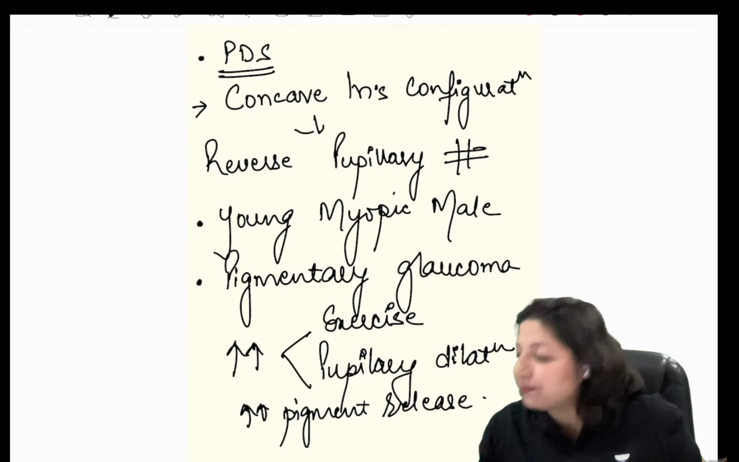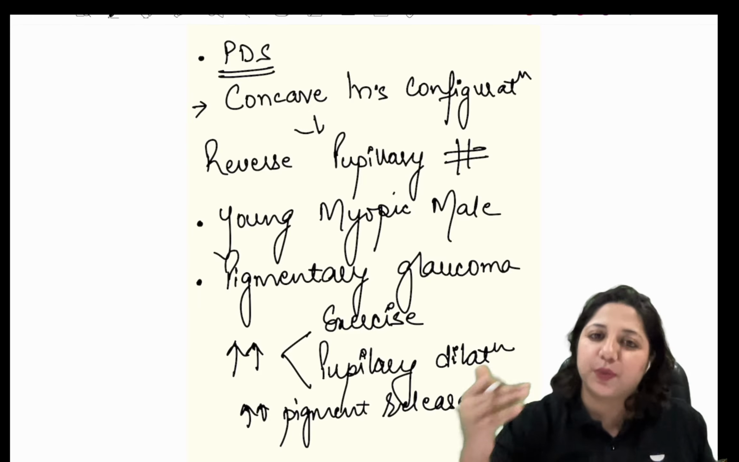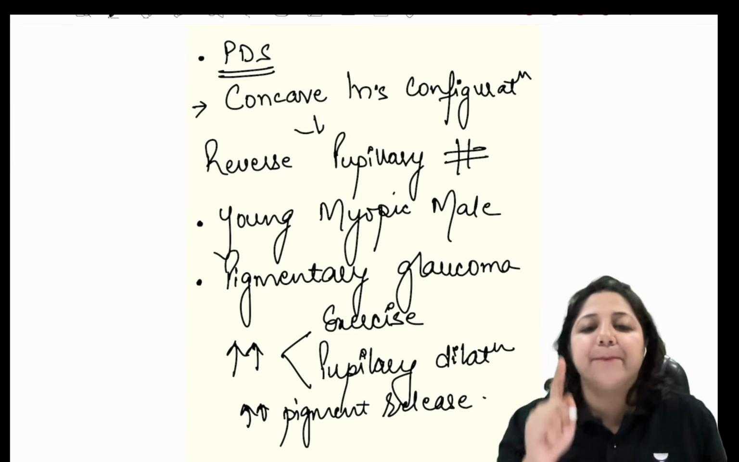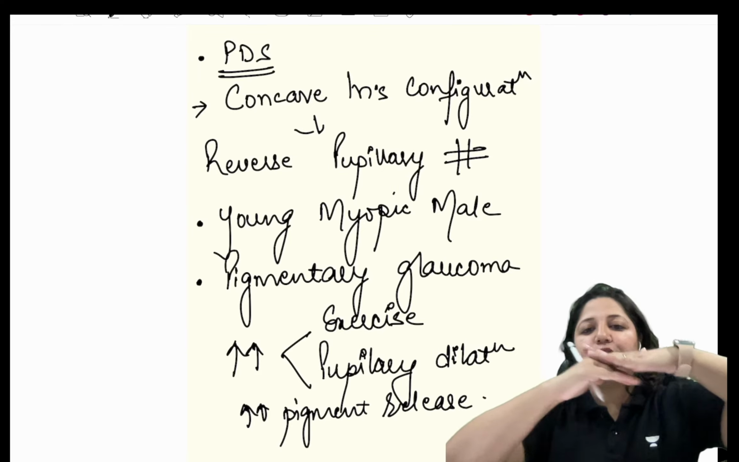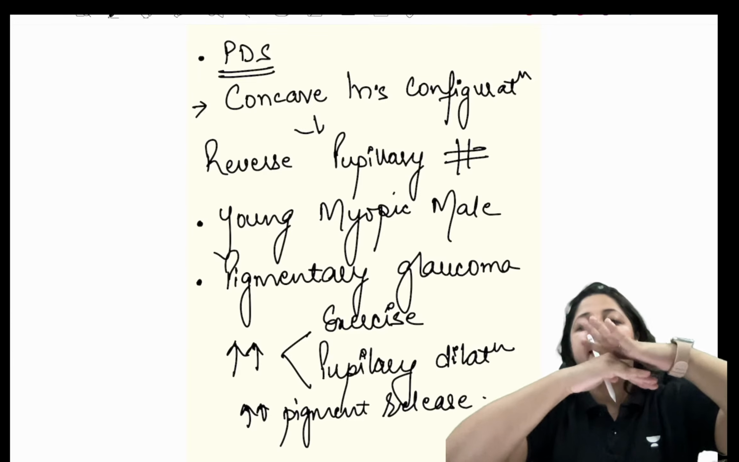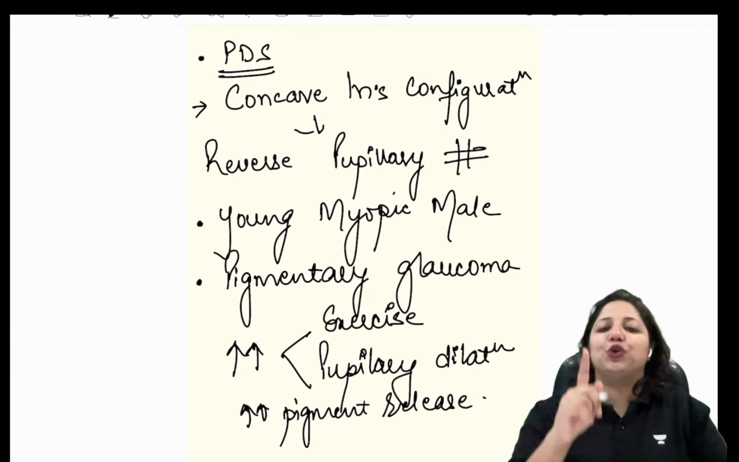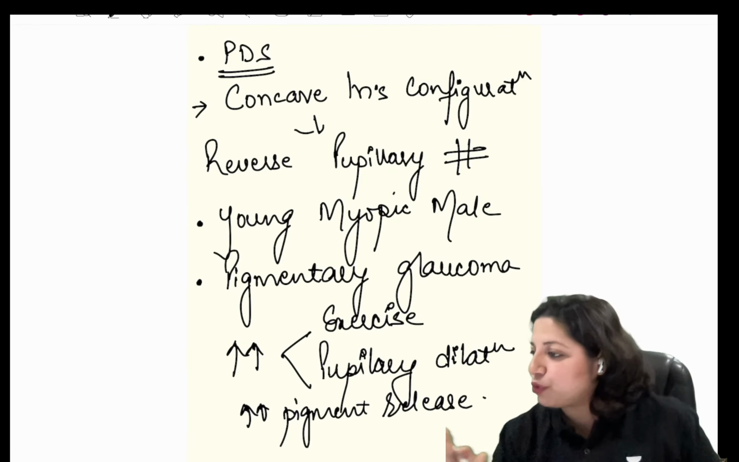So now you won't forget. If you know the concave iris configuration, you know it results in reverse pupillary block, and hence the pathognomonic sign that I told you is mid-peripheral transillumination defects, because this concave iris comes in contact with the anterior surface of the lens, there is constant rubbing at the mid-periphery, hence resulting in transillumination defects. All right, now no confusion.